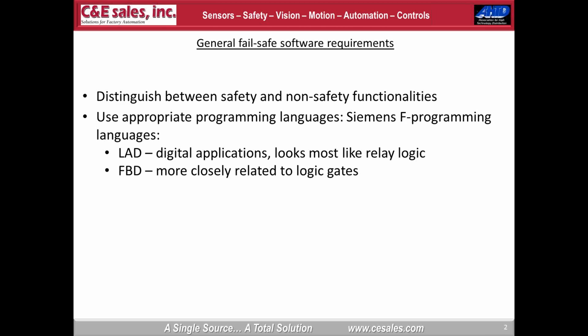And we want to use appropriate languages. This is not a huge point of contention in a Siemens F program because there's only two languages to choose from. Ladder diagrams, which probably most of you are most familiar with, or function block diagrams that can give you a little more concise picture of your logic. We're going to talk about these more later in the presentation, but you want to use the validated software function blocks that are provided by Siemens as much as possible.